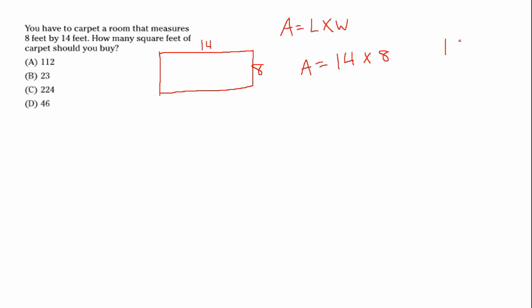Let's go ahead and work that out. 8 times 4 is 32. Bring the 3 up. 8 times 1 is 8 plus 3, 8, 9, 10, 11. So you're going to need 112 square feet of carpet.